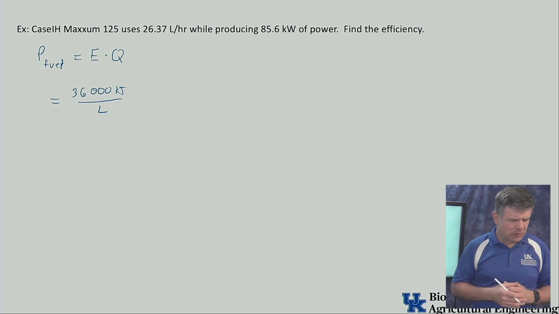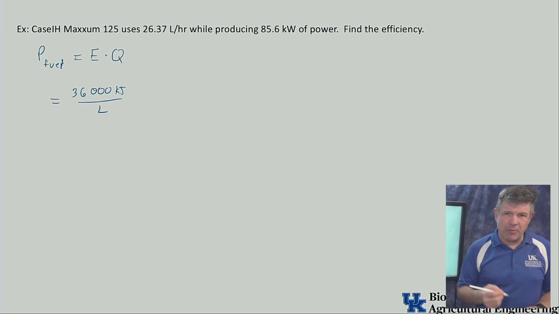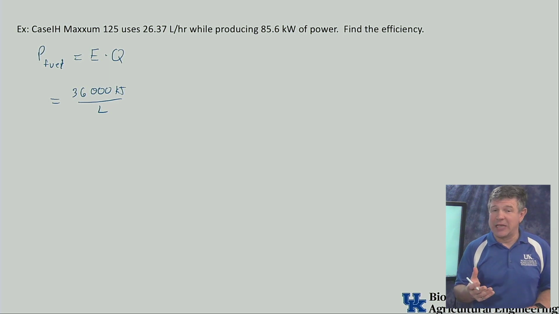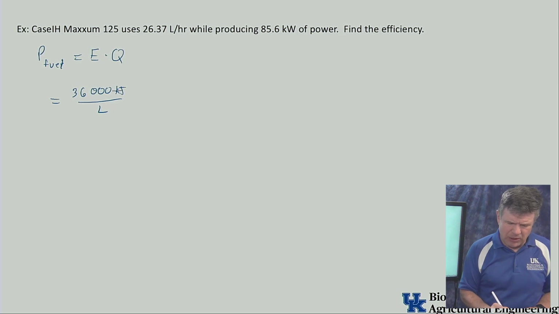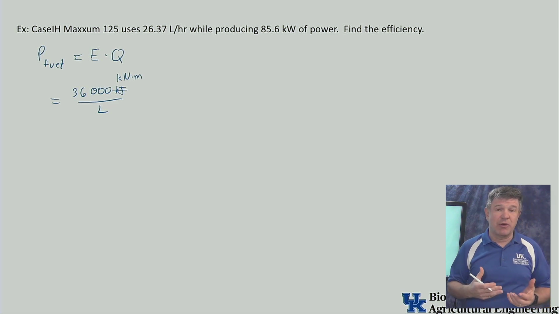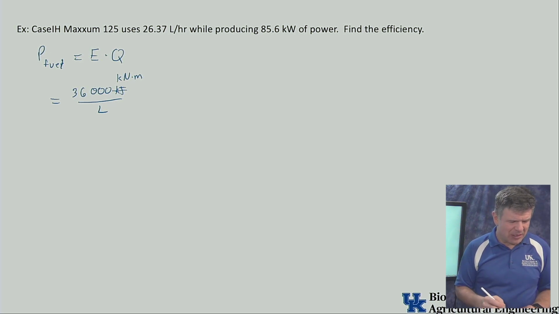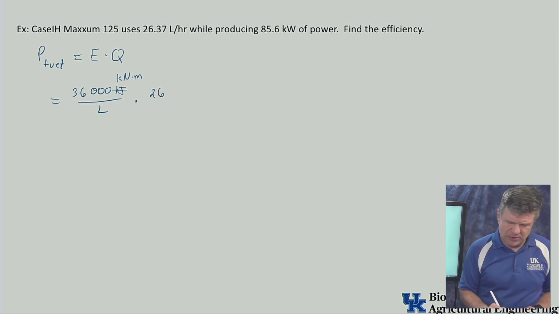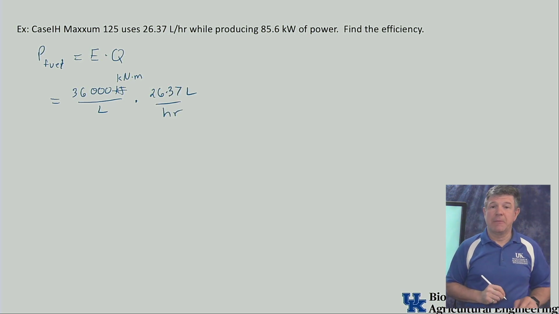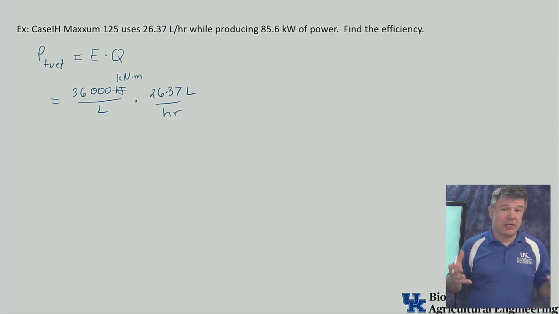36,000 kilojoules per liter. Now, remember what a joule is. A joule is a Newton meter. That's the same thing. So what I really could do is write this as a kilonewton meter, and that's going to give me those fundamental units that I'm going to need to get into that power in just a minute. So there's my kilonewton meters per liter. So that's my energy content. I'm going to multiply this by my flow rate, Q, which is 26.37 liters per hour. All right, so there we go. That's the equation. That's what I need to plug in.